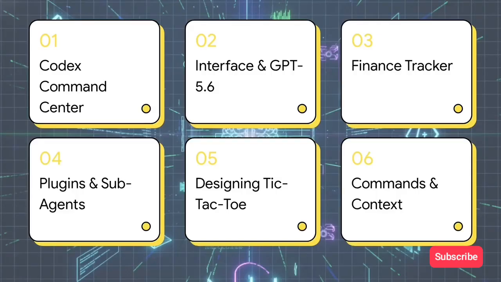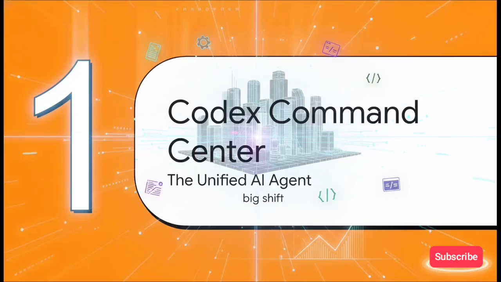Here is our game plan for today. We'll start with the Codex Command Center, move into the interface and the new GPT 5.6 models, build out a finance tracker, explore plugins and subagents, design a tic-tac-toe game, and wrap it all up with commands and context management. So, let's kick things off with Section 1, the Codex Command Center.